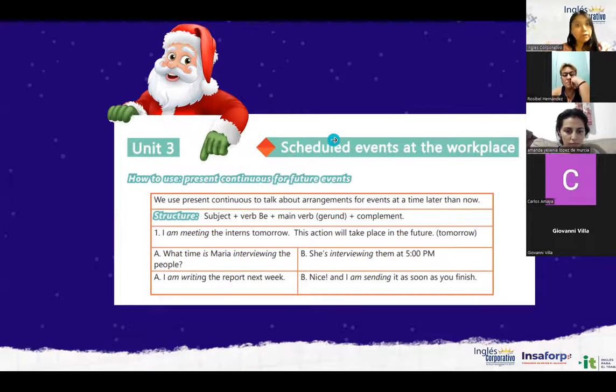So as you can see, guys, this is almost the same information that we covered on Friday, but we are going to make a review on that. Remember that the present continuous we use to talk about future events and for actions that are happening right now. Just don't forget that we use the subject, verb to be, the main verb in gerund, so that means in the ing, and we also have the complement, okay? And we have a couple of examples right here. We have questions, and we also have the answer, okay?